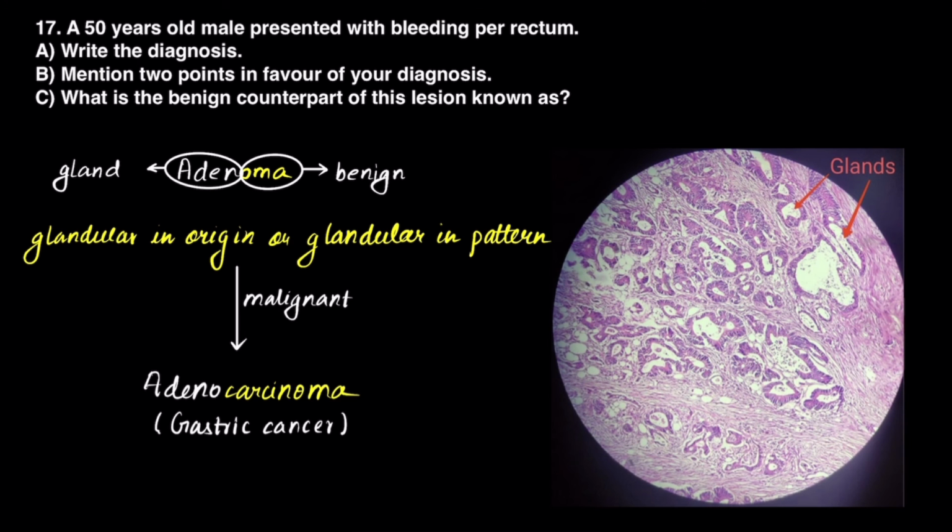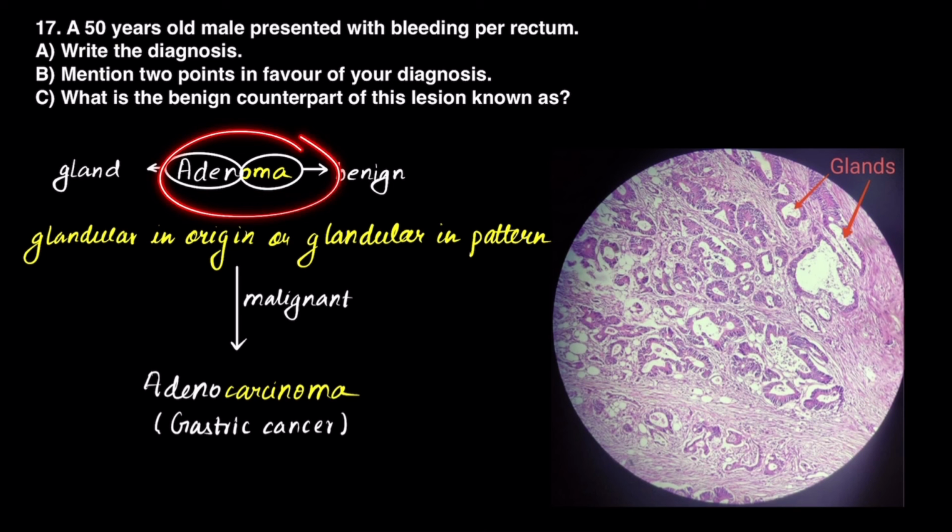It could be anything, it could be piles, but then a microscopy is given with it. Before looking at the microscopy, a little concept. Adenoma. Adeno refers to gland and oma refers to benign tumor. So adenoma is a benign tumor that is either glandular in origin or glandular in pattern. It doesn't have to be glandular in origin. Even if it looks glandular in pattern, it's adenoma.